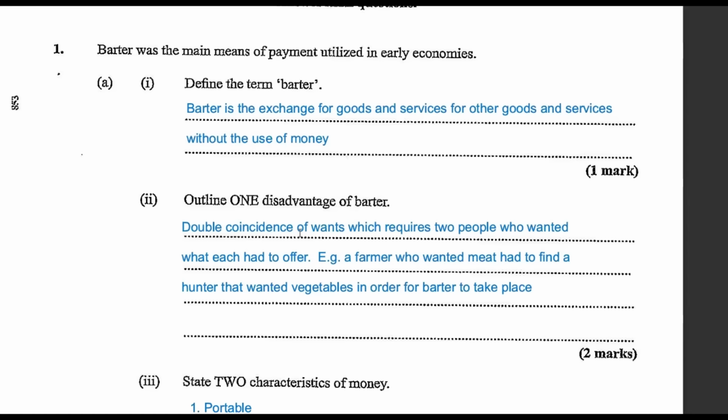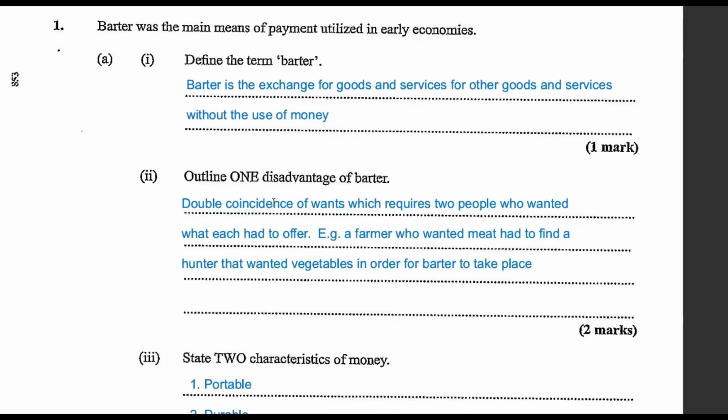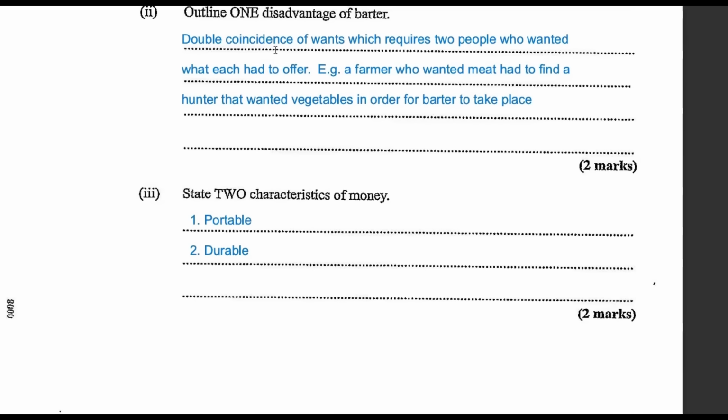Now, part A2, outline one disadvantage of barter. The major disadvantage of barter would have been the double coincidence of wants, which requires two persons who wanted what each other had to offer. Example, a farmer who wanted meat had to find a hunter that wanted vegetables in order for barter to take place. Great job.